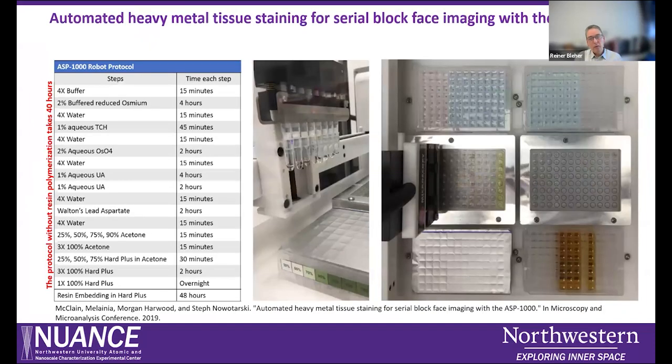Here I know we have some groups at Northwestern that use elaborate staining protocols for serial block face imaging or in general for volume electron microscopy. Here we see, for example, one of these protocols. We have several staining steps, several incubations with osmium, with uranyl acetate, with lead aspartate. These protocols take a very long time, about 40 hours before polymerization. It's clear that doing this in an automated way would be a very big advantage.